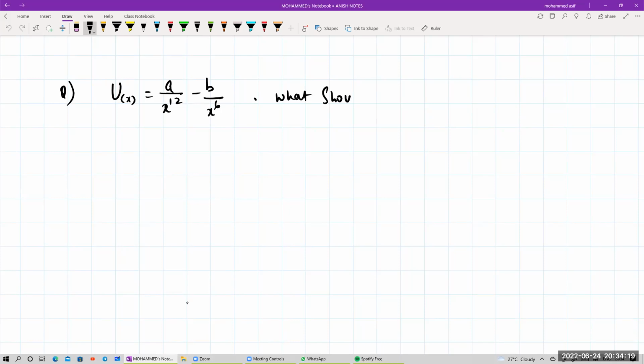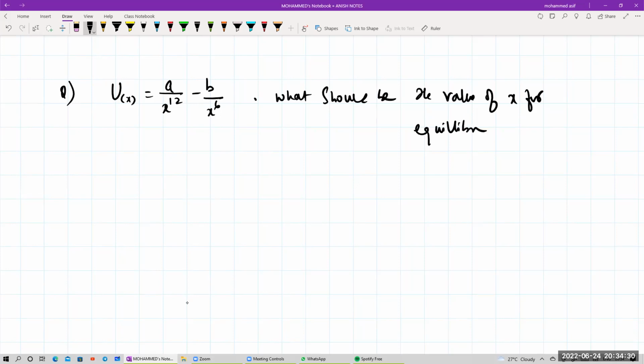So let me take you one more question, a JEE Main question. Say he has given me the potential energy as a function of x as equal to a by x to the power of 12 minus b by x to the power of 6, where a and b are constants, and x is nothing but a distance between the particles. What is asked is: what should be the value of x for the equilibrium?